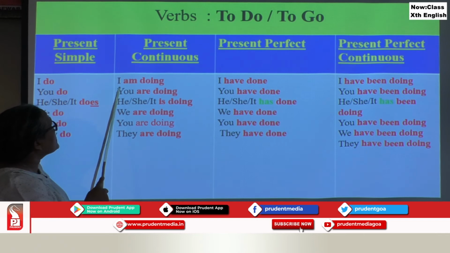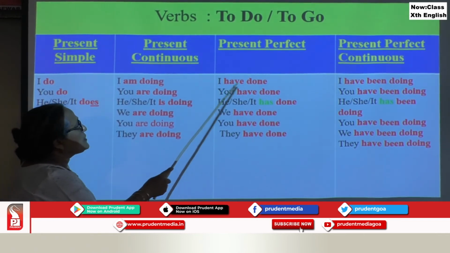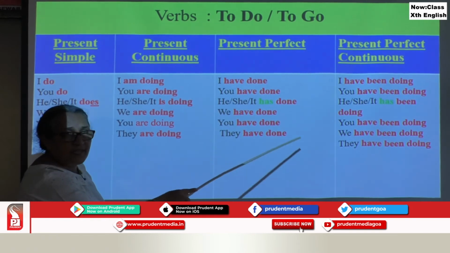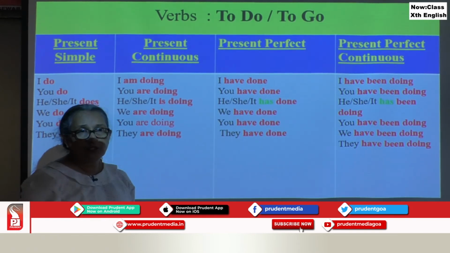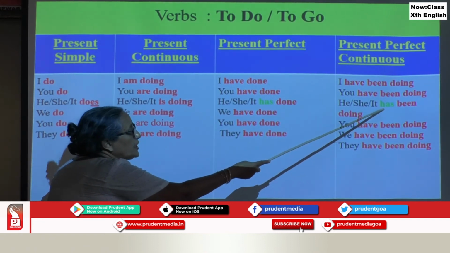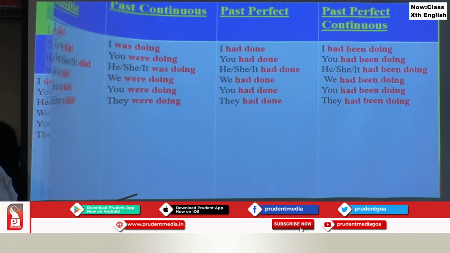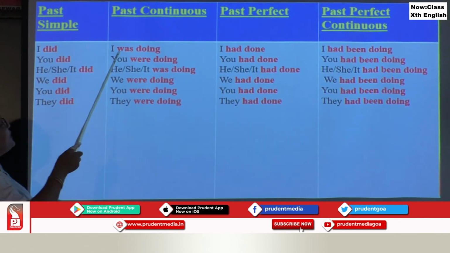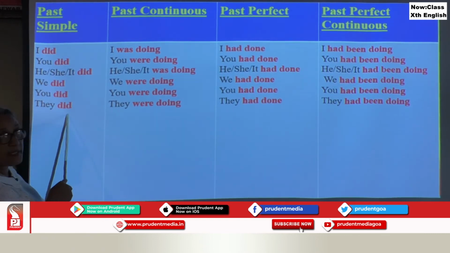Present continuous, I am doing, you are doing. Present perfect, I have plus past participle done. Present perfect continuous, I have been doing, you have been doing. In the case of third person, he, she, it has been doing. Similarly, past, as I told you, only I am will change to simple past is I did, you did.